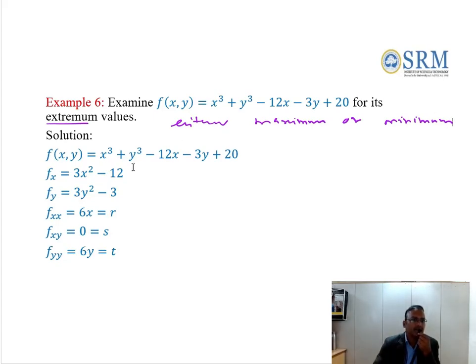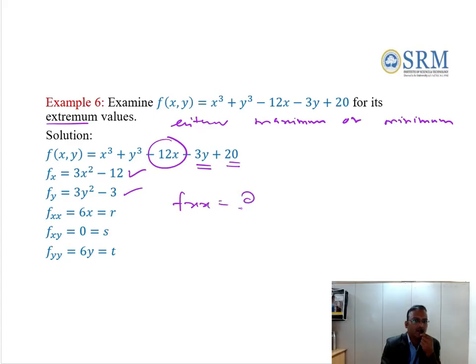So given that f of x comma y is equal to x cube plus y cube minus 12x minus 3y plus 20, then what is your fx? Differentiate this partially with respect to x. Therefore, the derivative of x cube is going to be 3x square, and if you differentiate y cube, that is going to be 0, minus 12 into the partial derivative with respect to x, which is going to be minus 12, and there is no x in the next term, so this gives 0, and there is no x in the constant, therefore this is also 0. So fx equal to 3x square minus 12. Similarly, what is your fy? 3y square minus 3.